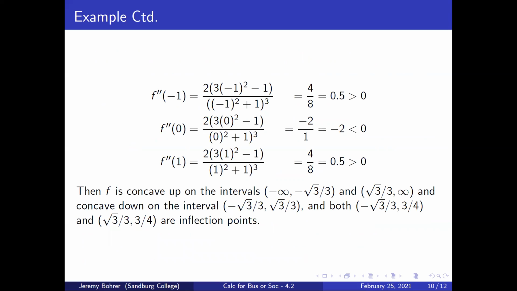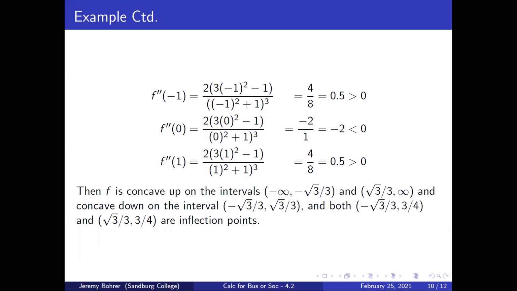F double prime of -1 is 1/2, which is greater than 0. F double prime of 0 is -2, which is less than 0. And f double prime of 1 is again 1/2, which is greater than 0. So f is concave up on the intervals negative infinity to negative square root of 3 over 3 and square root of 3 over 3 to infinity, and concave down on the interval negative square root of 3 over 3 to square root of 3 over 3.